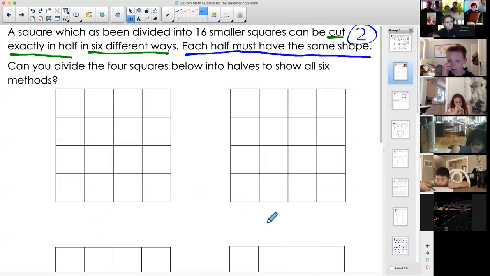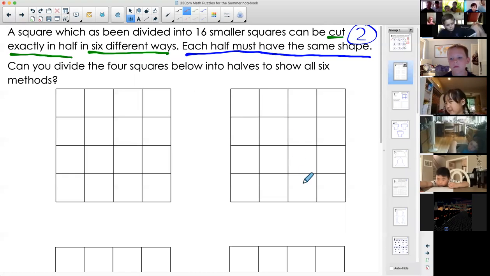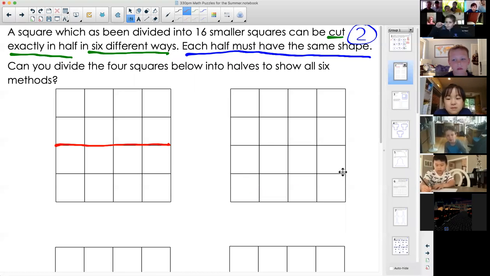Who can cut these squares in half? Charlotte, let's go with you. I think... see the 2 squares, the middle line, you can draw a line in between it. And you can do the up, and you can do up too.